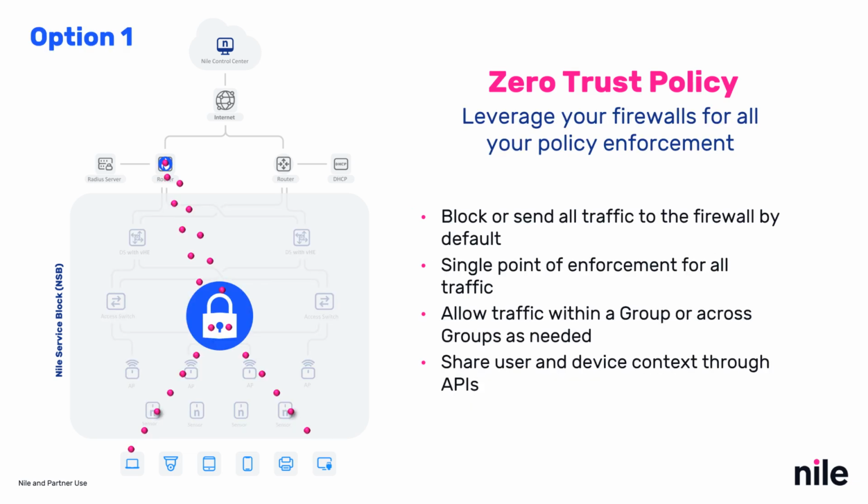Option 1, Nile can forward all traffic to your firewall by default, creating a single point of enforcement. This approach allows existing IT teams to leverage their firewalls for policy enforcement, while still taking advantage of Nile's zero-trust architecture. Traffic can be allowed within or across subnets, as defined in the firewall rules. Most importantly, Nile shares user and device context over APIs, allowing you to write policies that go beyond IP addresses, such as identities, roles, or device types.